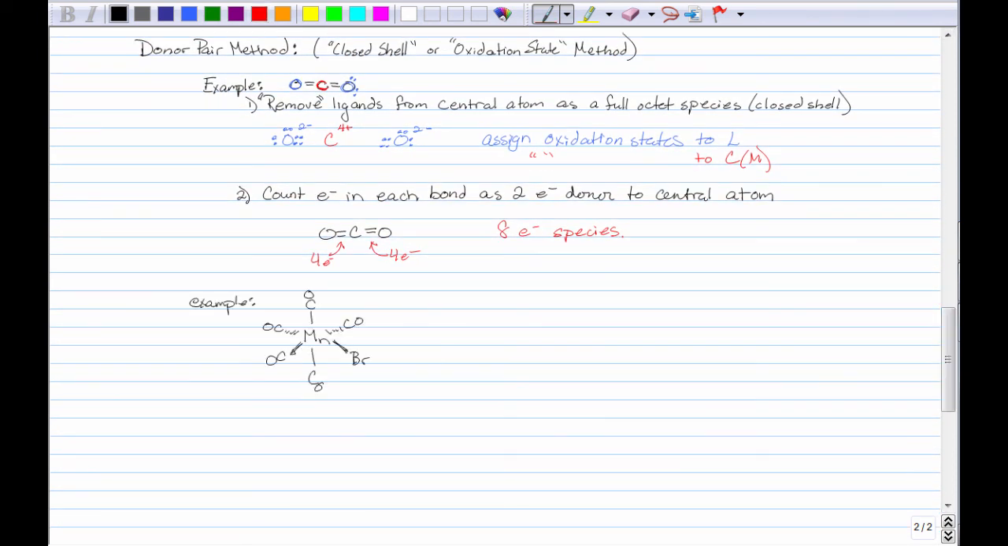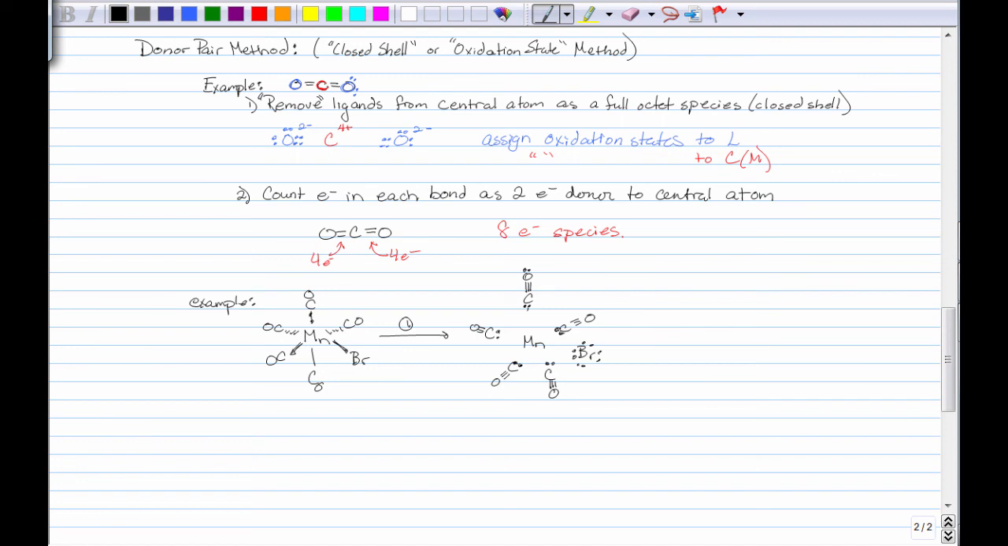Well, this would be a bromo-pentacarbonyl manganese complex. And if I want to count the number of electrons by the donor pair method, I'm going to do the first step, which is to basically remove the ligands as closed electron species. And so for the carbonyl ligands, I know that each of the carbons has 2 electrons that actually came from this initial bond. And the bromide will also take the electrons with it. So as a closed species now, I have 8 electrons around each carbon and 8 electrons around the bromide.